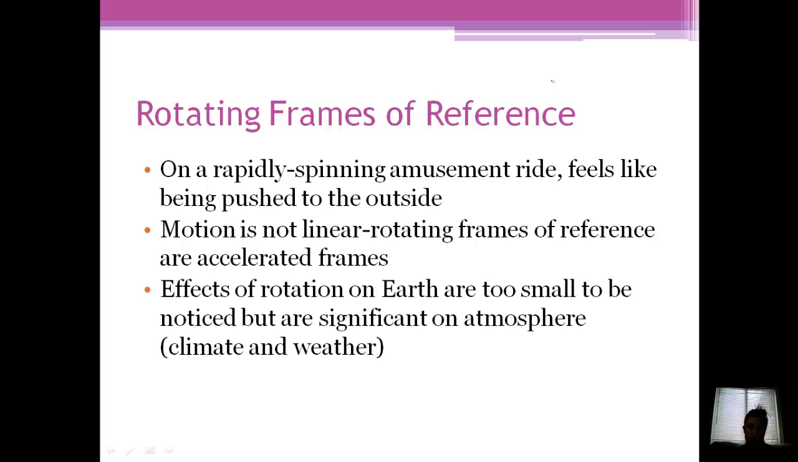Earth also experiences this because Earth is rotating, but the effects of rotation on Earth are too small to be noticed like in the classroom. But they are significant on the atmosphere, and they can affect climate and weather.